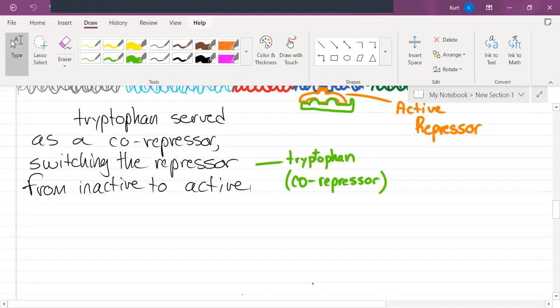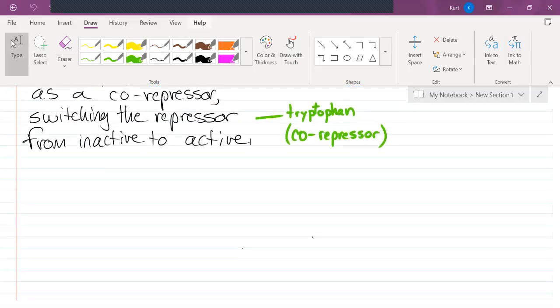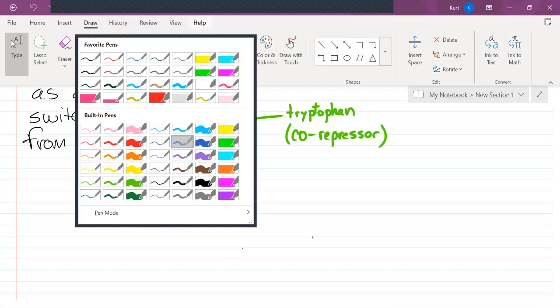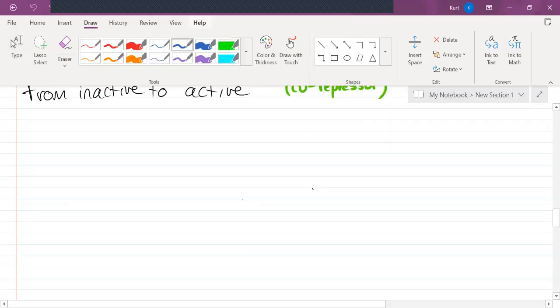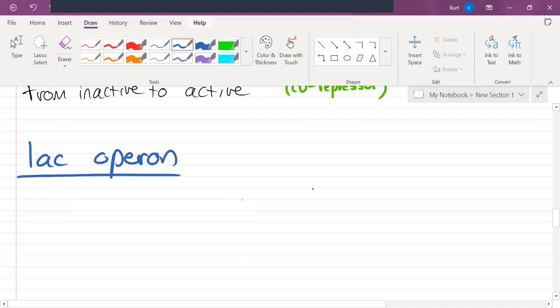Okay, if you guys at least have this stuff down, and by the way, it is totally normal and natural to have to study this a couple times to really have it sink in and understand how it's working. So expect that. You should do that. Now, the second operon we need to learn about is called the lac Operon. Lac is short for lactose.